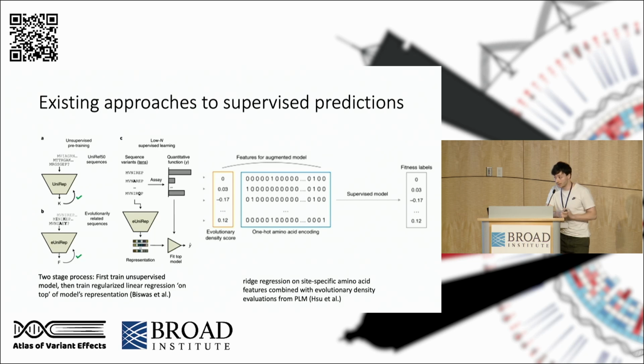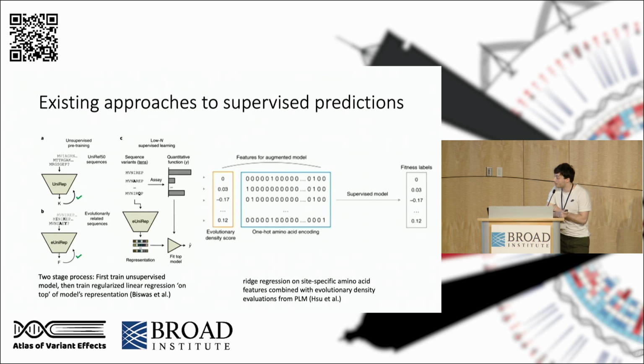So there's been classically two existing approaches in the literature to do this. The first one is from a paper here from Biswas, but it's been done by other papers. And what you do is essentially a two-stage process. You first train an unsupervised model, and then you take the embeddings from the last representation of this model, and you train a top model on top of these representations on your experimental data.